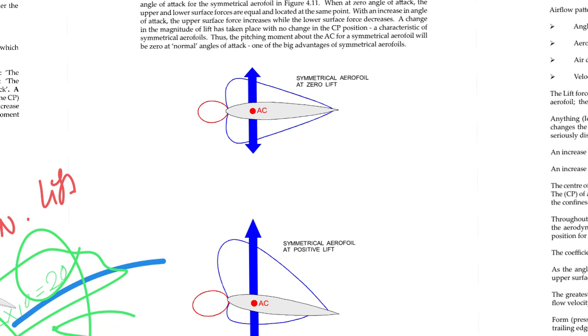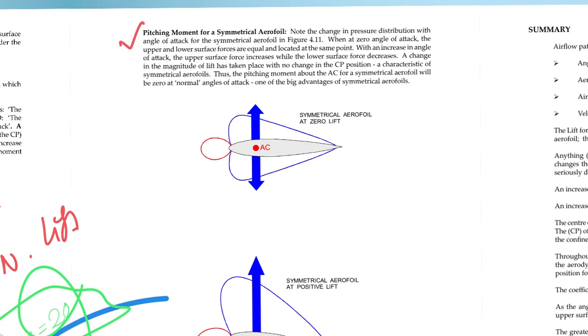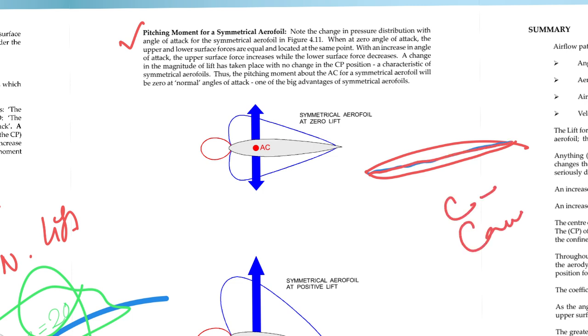Now let's understand the pitching moment for a symmetrical airfoil. What is a symmetrical airfoil? A symmetrical airfoil is an airfoil where the curvature of the upper surface of the wing and the lower surface of the wing is the same. Already you know, in a symmetrical airfoil, this is the chord line, and the camber line is also the same line. It is also a straight line. So the chord line is a straight line, and the camber line is a straight line.